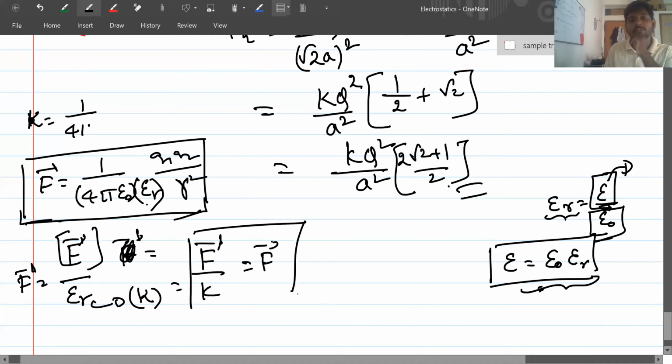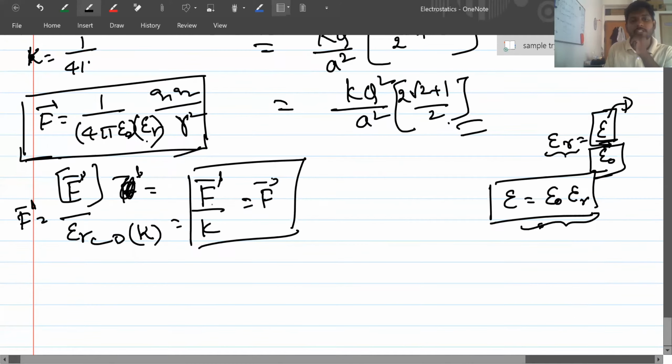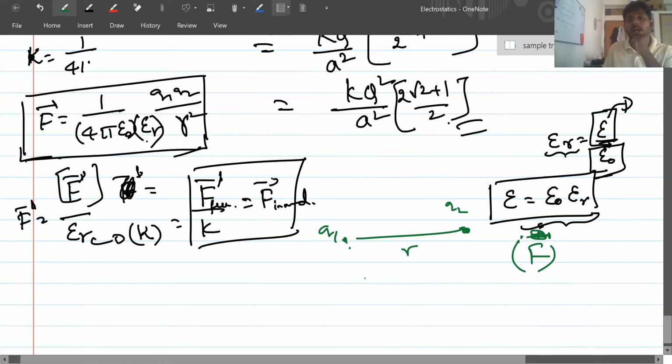If someone asks you about free space and a medium, what will you do? What is the interactive force between the two charges Q1 and Q2 at a distance of R in free space? It is F. Now, what is the interactive force due to charges Q1 and Q2 in another medium?